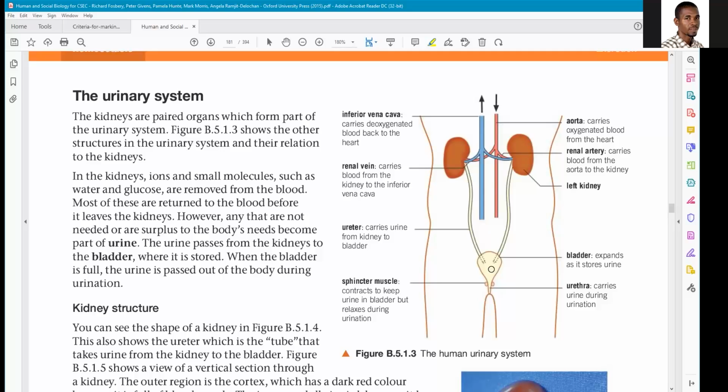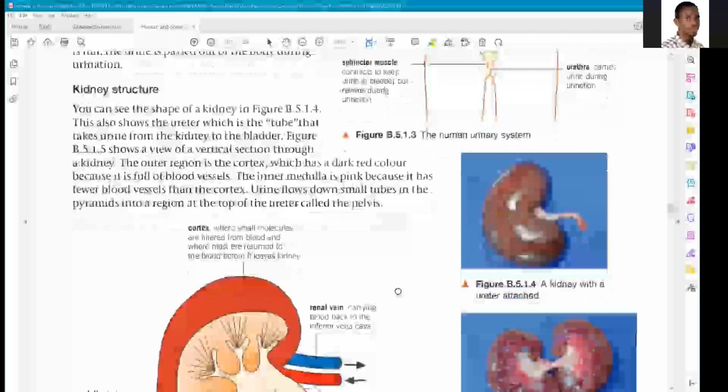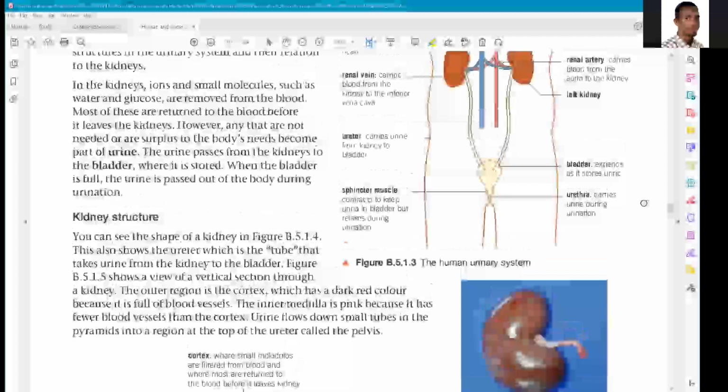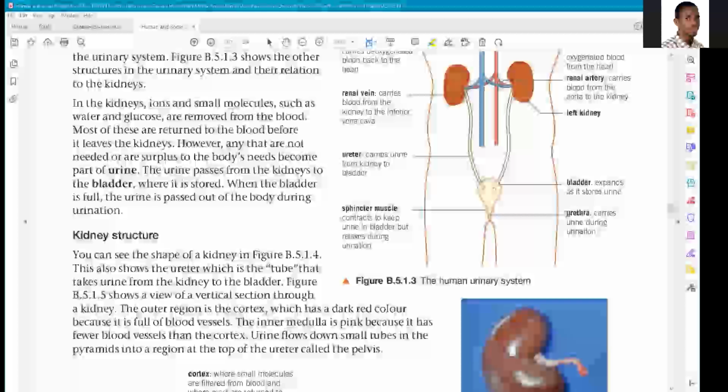The kidney structure. Want to look at. This is a kidney with the ureter attached. Notice how it is spelled. There's ureter and there is urethra. Let me scroll it up a bit here. You have urethra and you have, where is it, ureter. These are two different tubes.